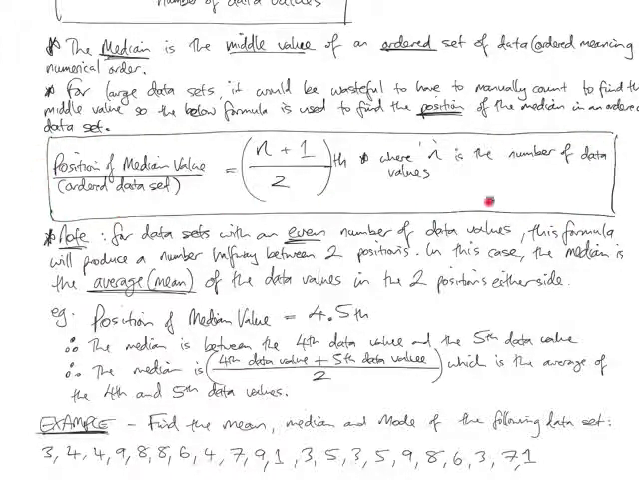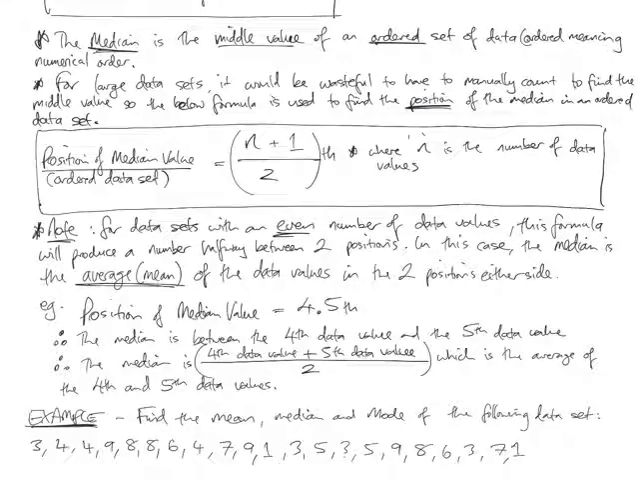And why do we need to use a formula for the median? Because for large data sets, let's say you had 100 bits of data, it's going to be a waste of time to manually count and find where the middle of the data is. To count, say, 100 bits of data and to find the middle, which is between the 50th and the 51st bit of data, it's just going to take you forever, okay?